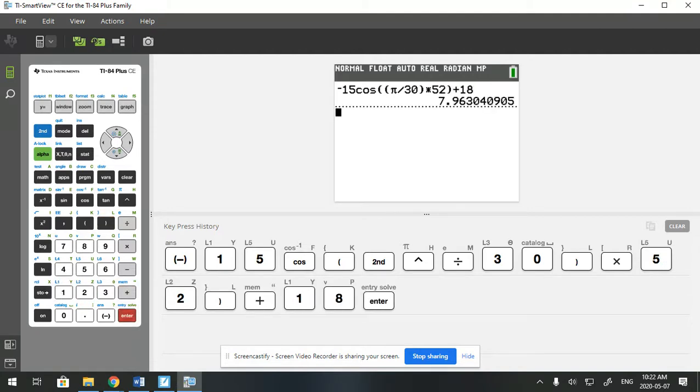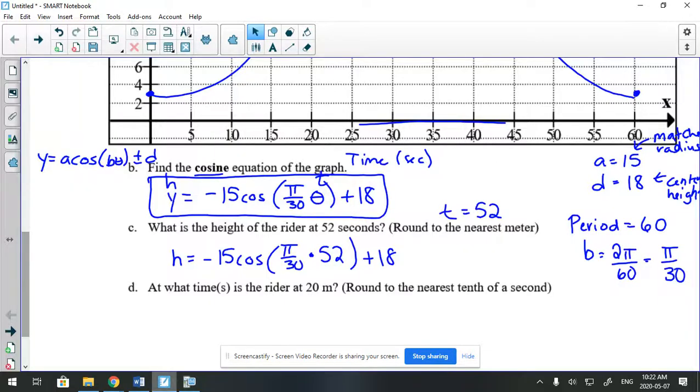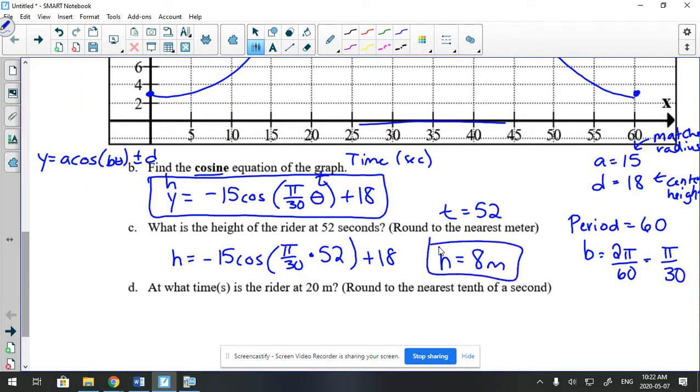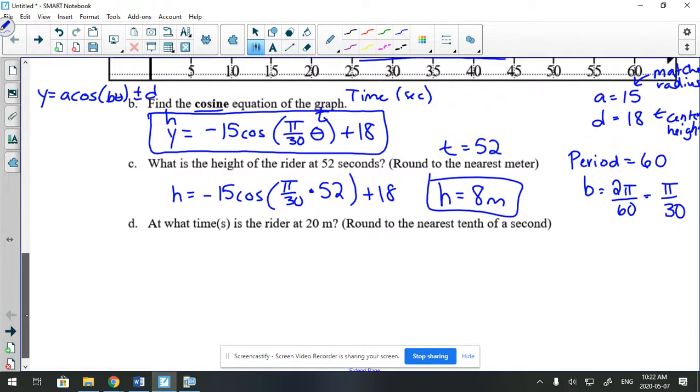And you can see your height becomes 7.963. If I round to the nearest meter, that's going to be 8 meters. And then that question is done. Or, as I said in the notes, you could graph it and use the calc value button, and you should also get 8 meters. Then it says, at what time is the rider at 20 meters?